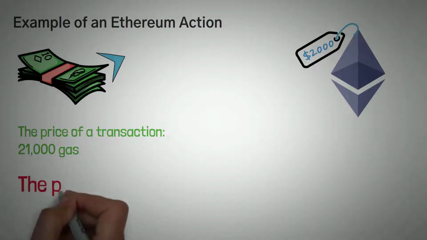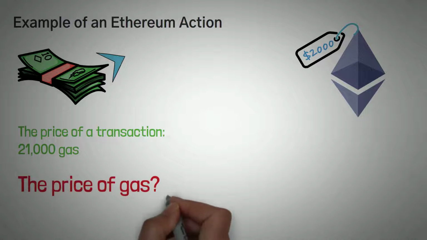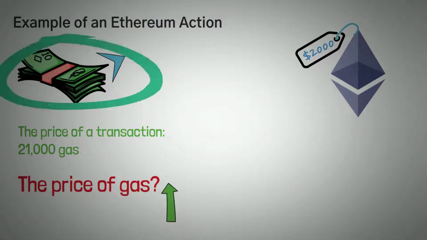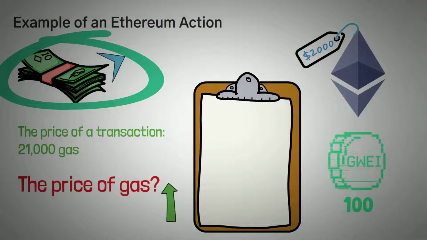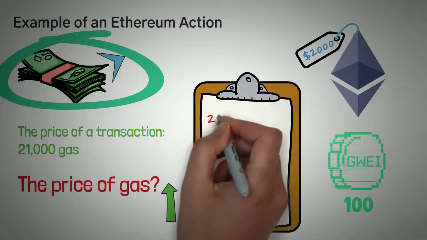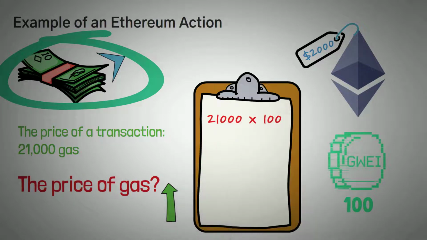And the third thing that we need to know is the price of gas. And this actually can be whatever you want it to be, but the higher that it is, the faster that this calculation will be performed. And we'll talk about that in a little bit. But right now, let's assume the average price of gas is 100 gwei. So this means the cost of the transaction is 21,000 gas times 100 gwei.